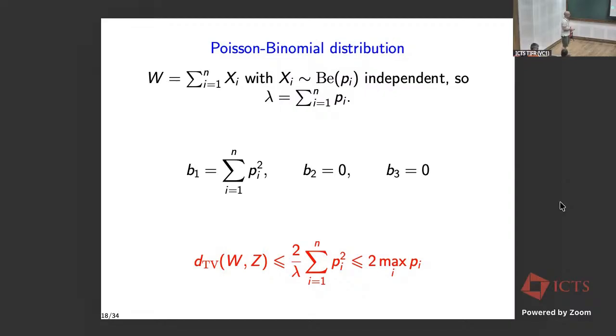Total variation distance is bounded by the sum of the probability squared divided by lambda, and you can pull out the maximum here, and then you have lambda divided by lambda, so the lambda cancels, and you can see why the lambda can be important. It cancels here, so that's the upper bound.